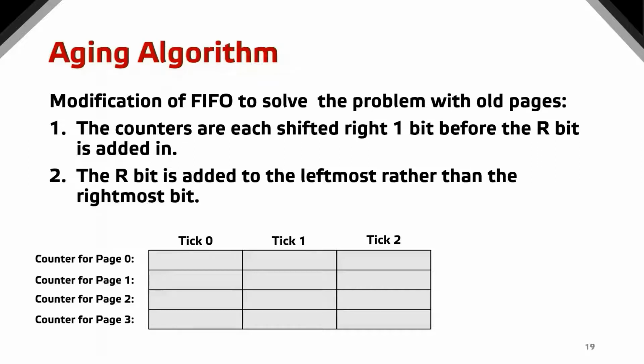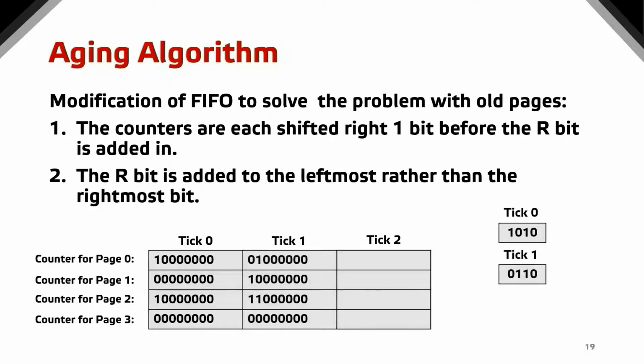Here you may see the counters for 4 pages. At the time of the first tick, page 0 and page 2 are being referenced. The counters increase accordingly. Before the next tick, counters are shifted right one bit, then the same actions are undertaken twice. As you can see in the example, the counters are increasing.